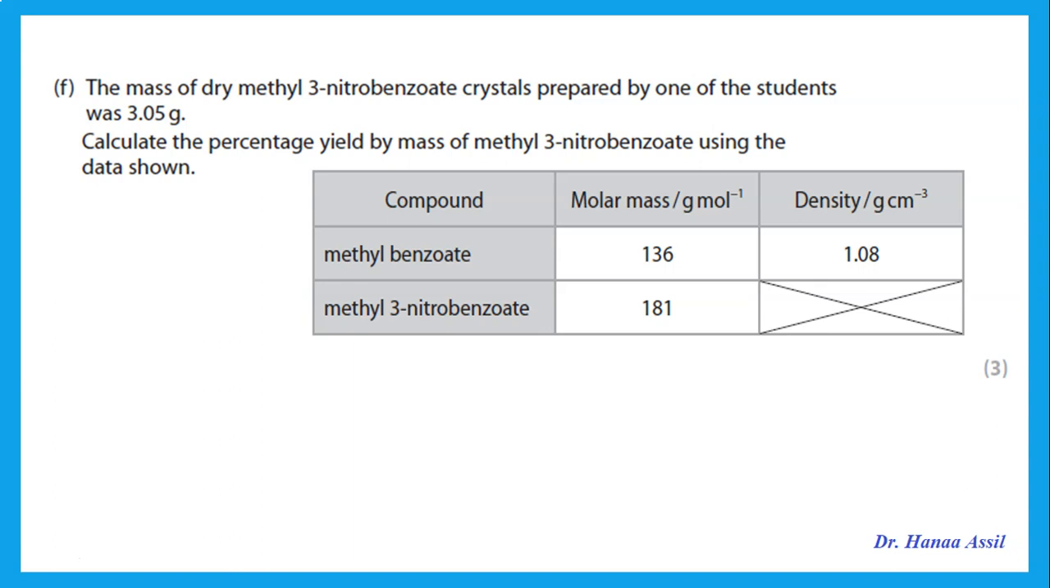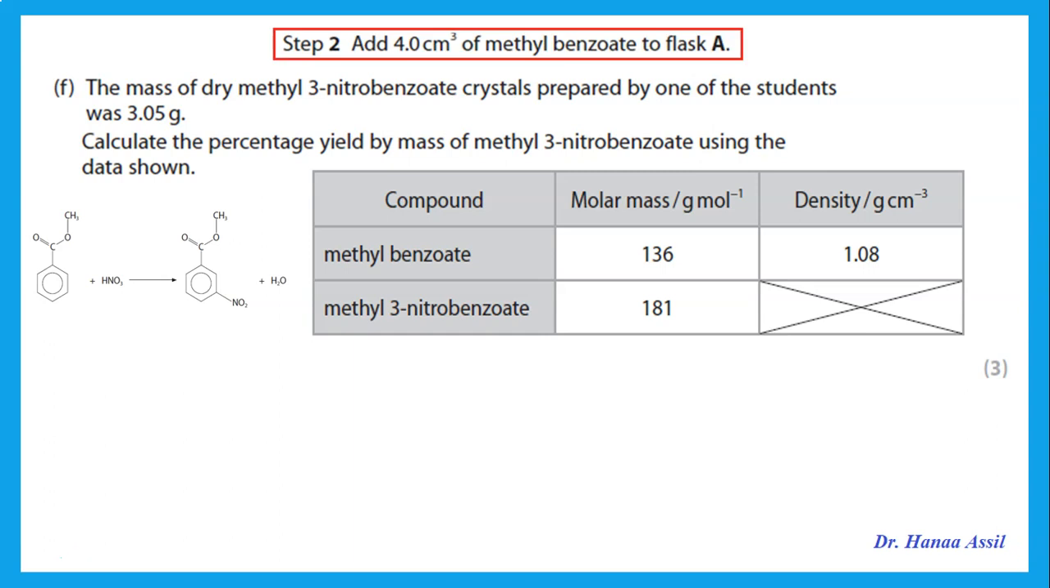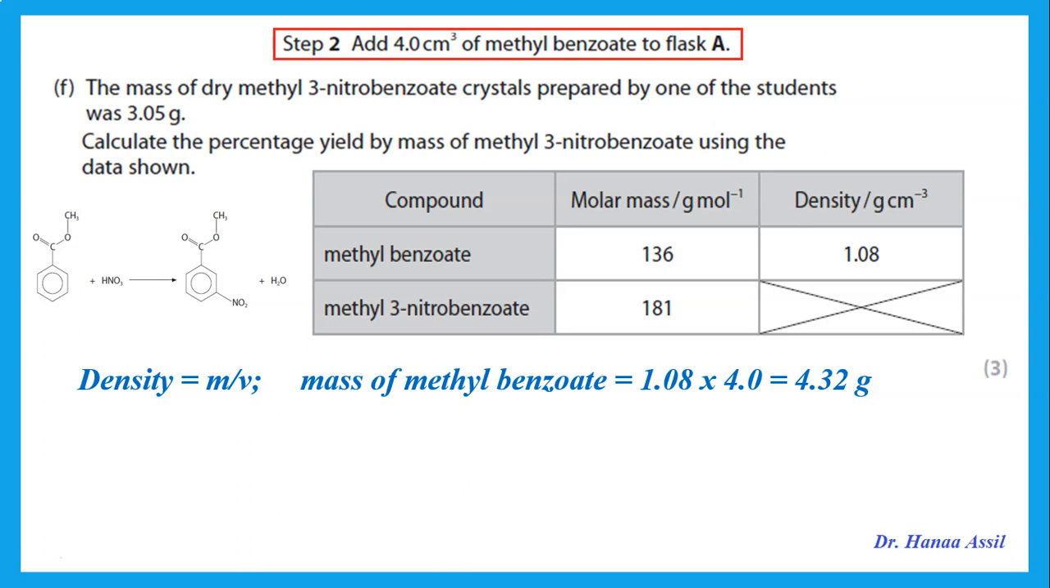How do we calculate percent yield? In order to calculate percent yield, I need to calculate the theoretical yield first. So what are we trying to do? We're trying to prepare this compound, methyl 3-nitrobenzoate, and he said at the beginning we added 4 centimeter cubed of the reactant. So the one I'm starting with, methyl benzoate, I added 4 centimeter cubed. I need to get the number of moles. How do we get the number of moles if I have a liquid? Then I use density. Density is mass over volume. So the mass of the methyl benzoate is density times volume. He gives me the density in the table, and he says we used 4 centimeter cubed, so my mass is 4.32 grams.